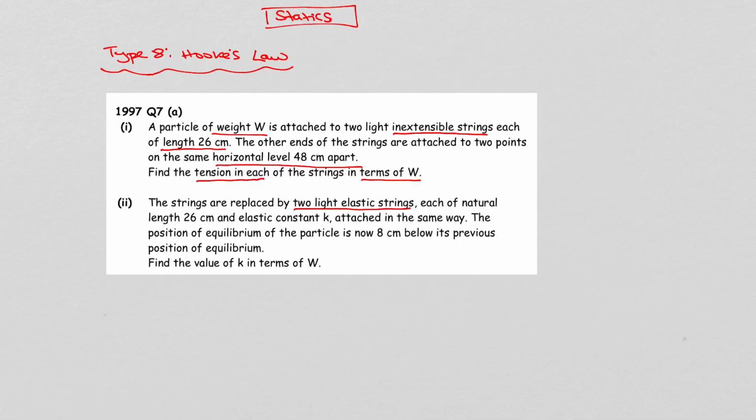So we're going to go back to the question there. We're going to do part one first, where we have a particle attached to two strings, and they're attached to 2 points which are 48 centimetres apart, and we want to find the tension in each of the strings in terms of W. So let's draw a diagram.